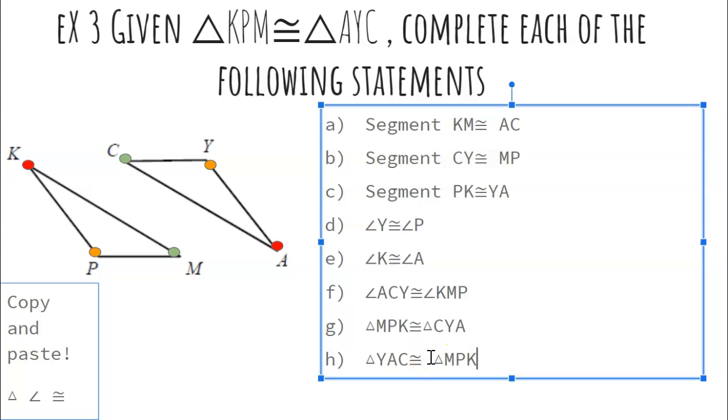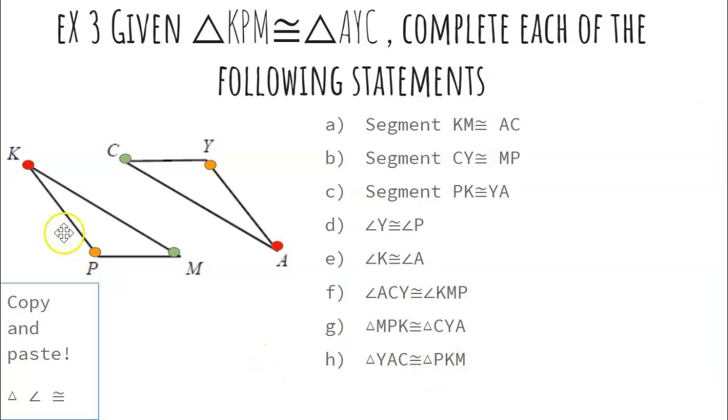And our last but not least, the YAC. So this is going to be YAC. And so that's orange, red, green. So we need PKM for our congruency statement. Okay, so that would finish up this problem.